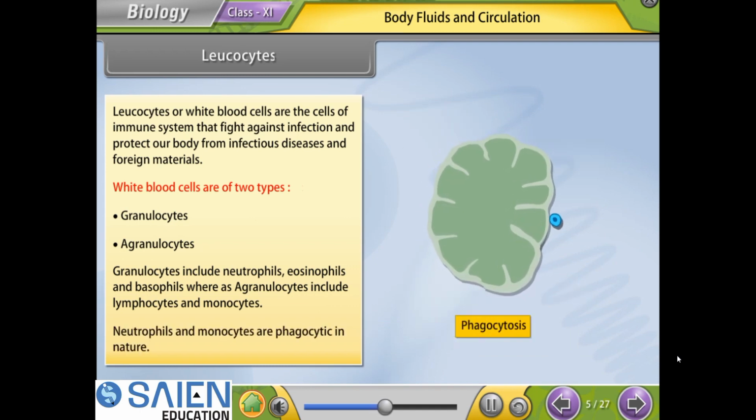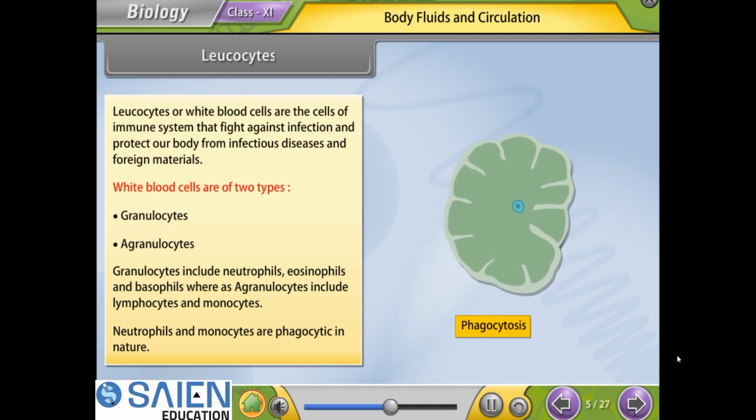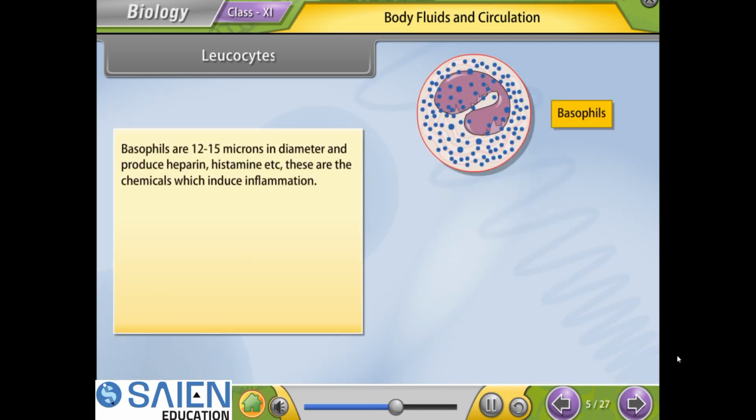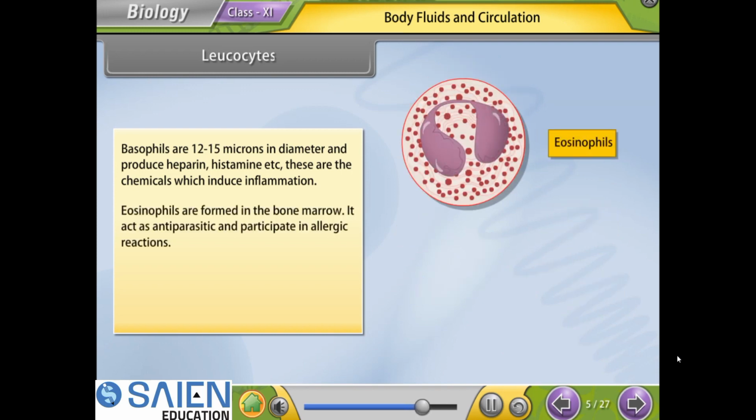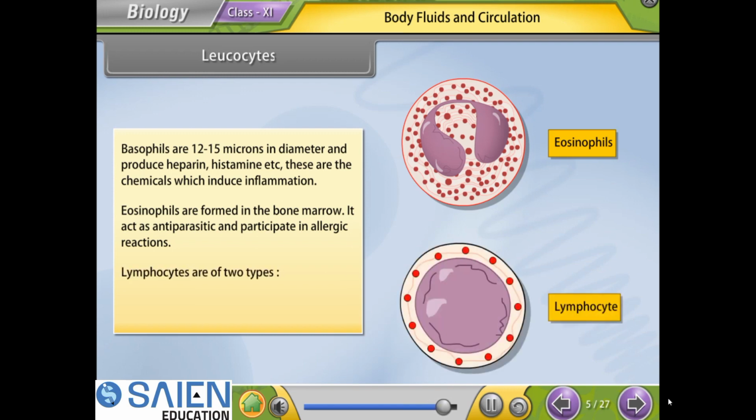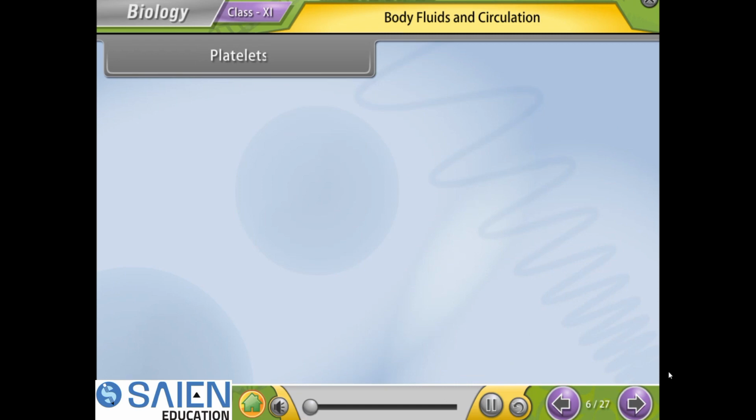Neutrophils and monocytes are phagocytic in nature. Basophils are 12 to 15 microns in diameter and produce heparin, histamine, etc. These are the chemicals which induce inflammation. Eosinophils are formed in the bone marrow. It acts as anti-parasitic and participates in allergic reactions. Lymphocytes are of two types, B and T lymphocytes. They fight diseases.